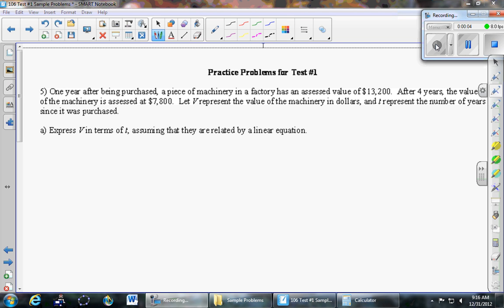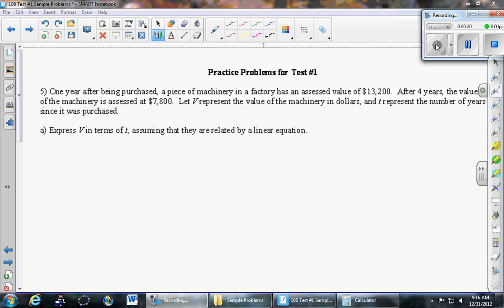This is problem number 5 on the practice problems for test number 1. One year after being purchased, a piece of machinery in a factory has an assessed value of $13,200. After 4 years, the value of the machinery is assessed at $7,800. Let V represent the value of the machinery in dollars and T represent the number of years since it was purchased. A. Express V in terms of T, assuming that they are related by a linear equation.